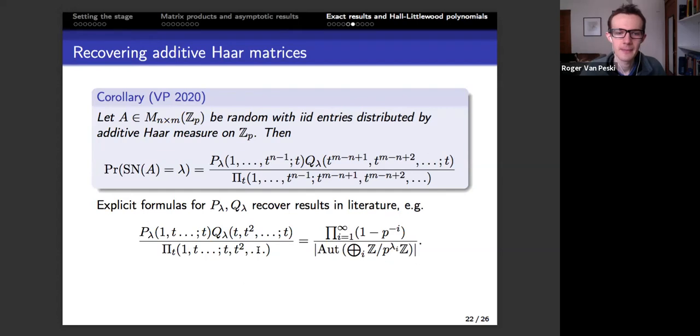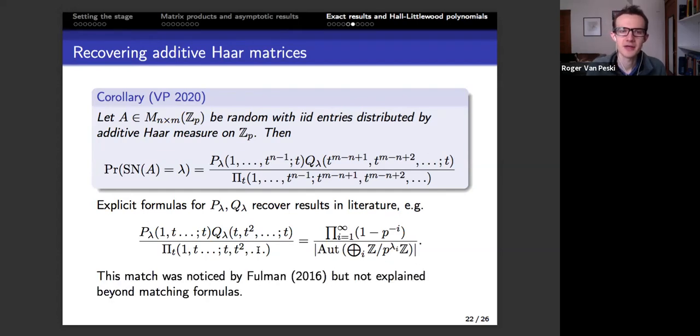And it had been noticed before that these measures, which were appearing, for instance, in the Friedman-Washington results, were special cases of Hall-Littlewood measures. As far as I know, this was noticed by Jason Fulman in 2016. And he noticed it by taking explicit formulas and computing both sides, but there wasn't really a conceptual explanation that I could understand for why Hall-Littlewood measures should be showing up here.